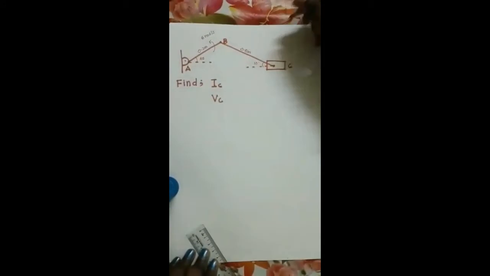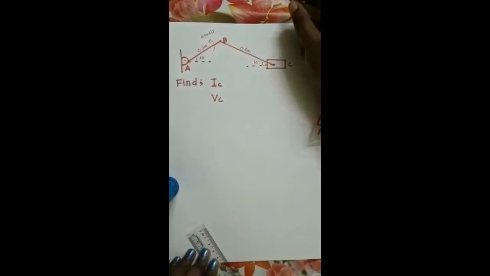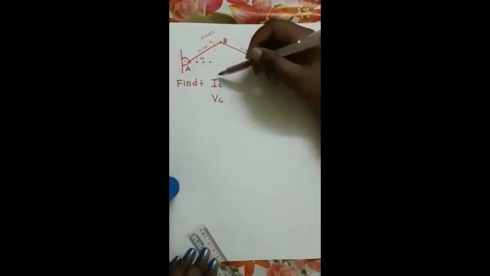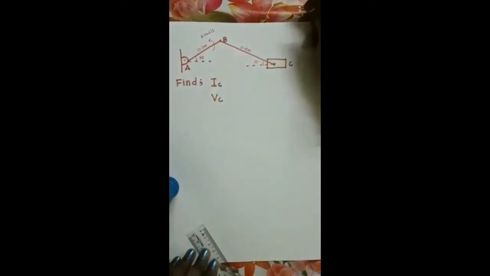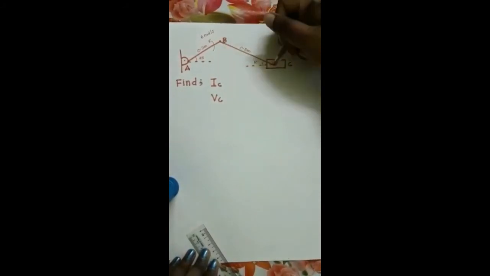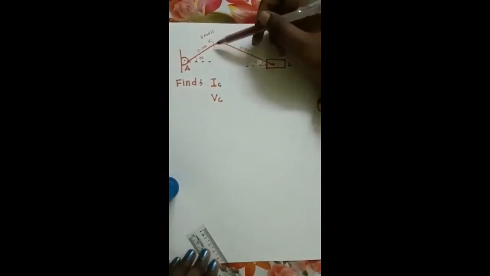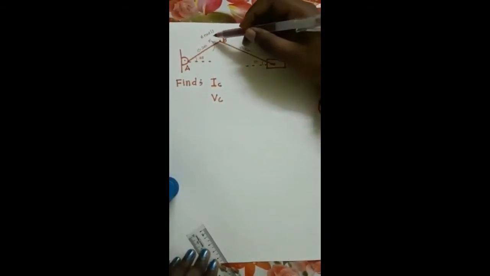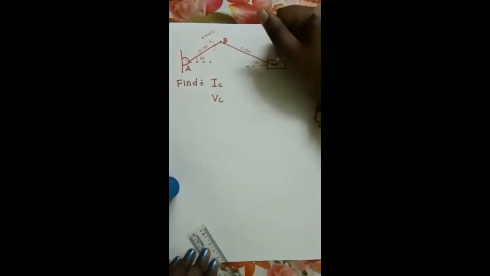Okay, given the question is link A, B and C. From here we need to find out the point IC and velocity of block C. Firstly, we know that from link A to B the length is 0.2 m, and from B to C the length is 0.5 m. And given the angular velocity for link AB is 6 radian per second and the angle is 45, and for the block C the angle is 10 degree.